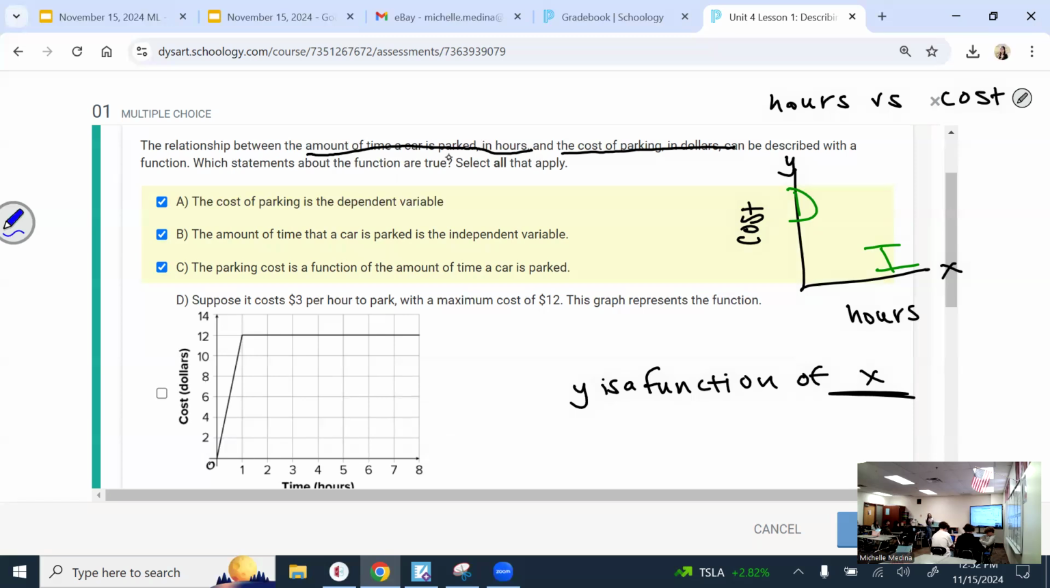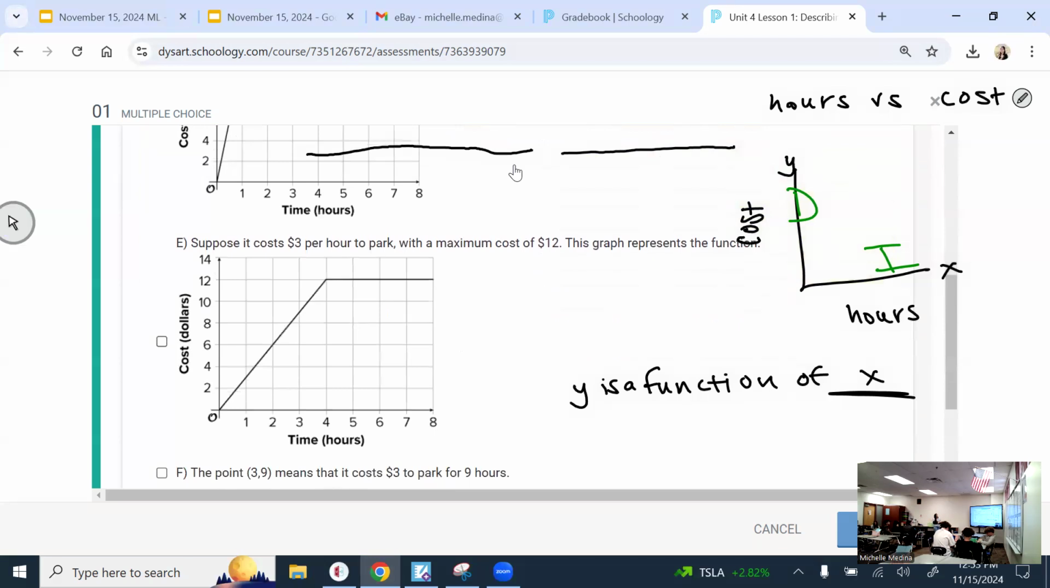No, look at the graph, because we're trying to see if this graph is right. So if it costs $3 an hour to park, how much does it cost for 1 hour? $3. So see, if that's true, then at the 1 hour mark, I should have a line touching here. Do I? No. I mean, the 12 for being like the rest of the time, sure. But that doesn't match this graph, so I'm not going to select this option.